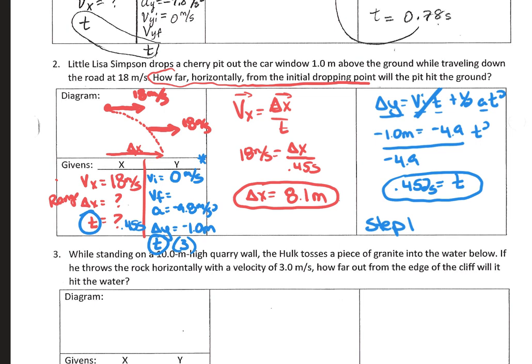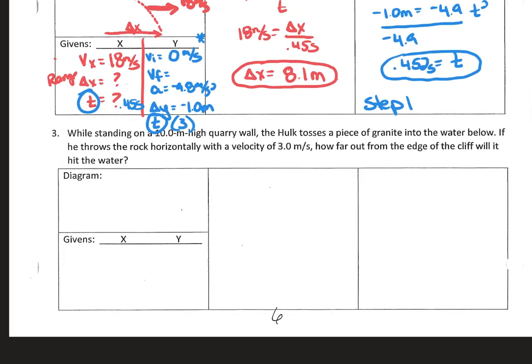And the car probably kept up with it. So Lisa would look out the window, look at the cherry pit, think she's dropping it straight down. But anyone who's outside the car would see it move forward at 8.1 meters. Okay, let's do the bottom of 6.